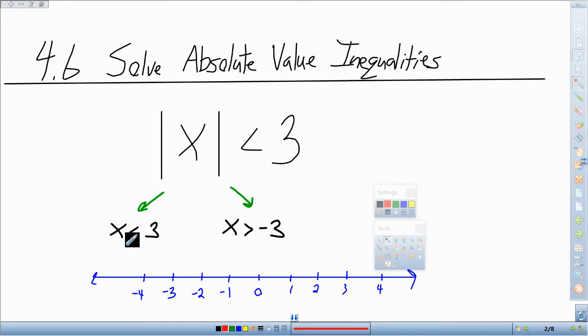So we remember how to do this. This is x is less than 3. So add 3. I have an open circle. Less than goes to the left. This is x is greater than negative 3. So add negative 3. Open circle. Greater than goes to the right. And they're connecting.